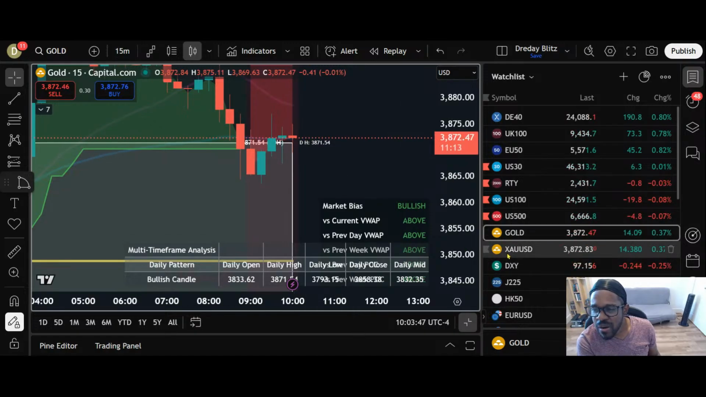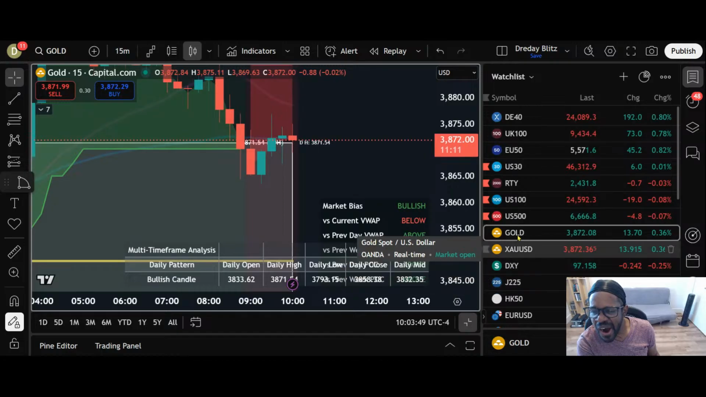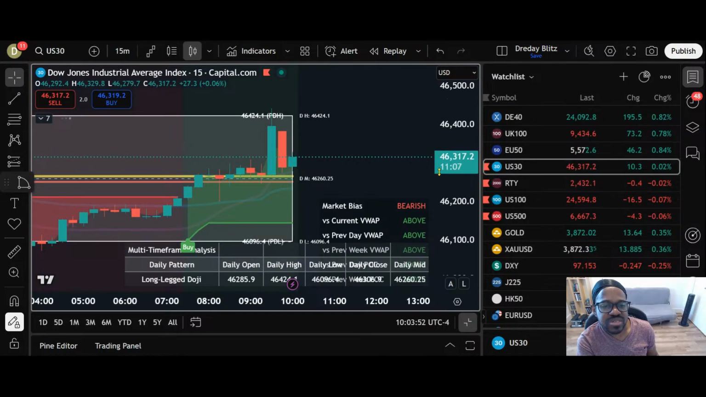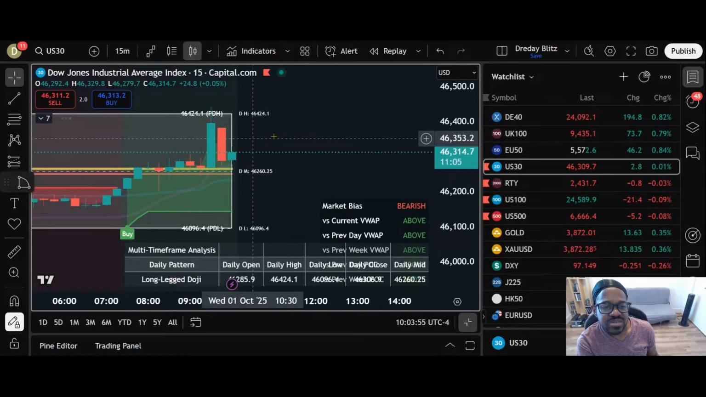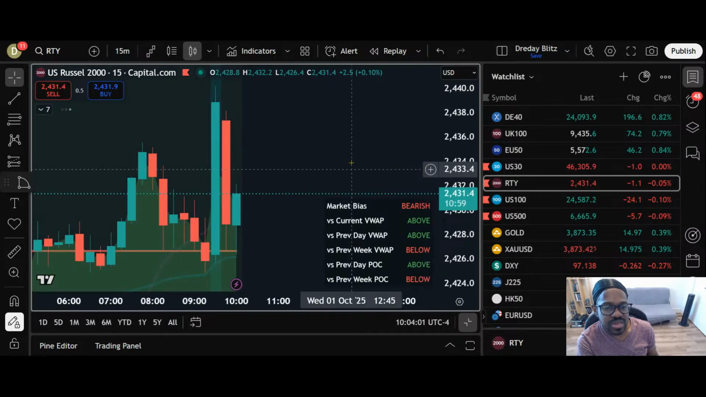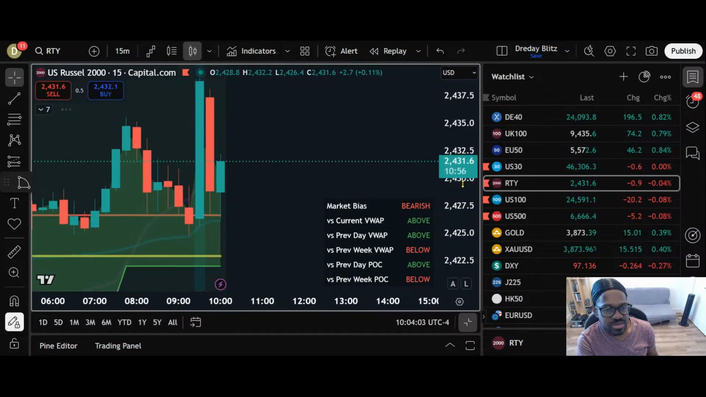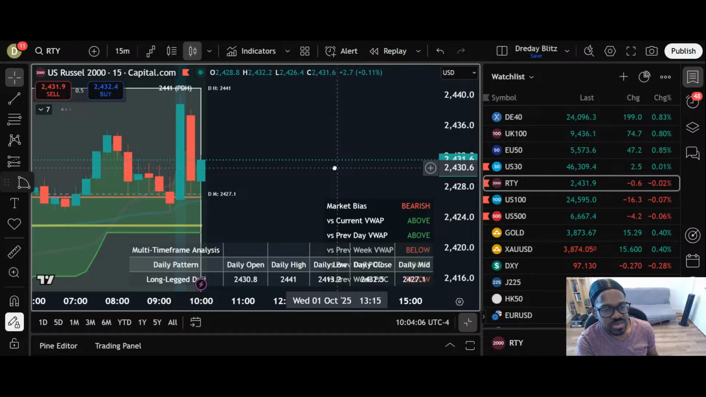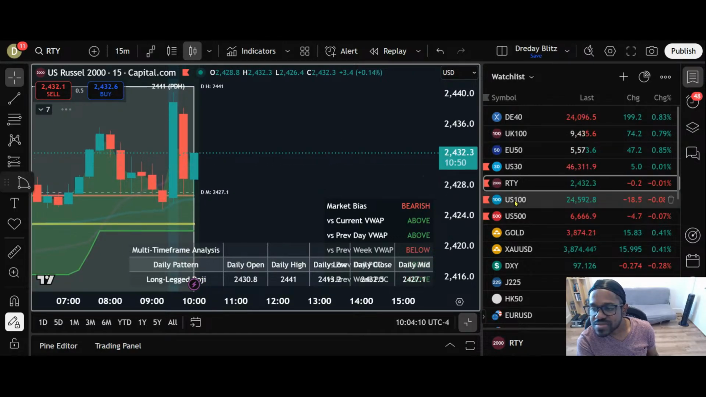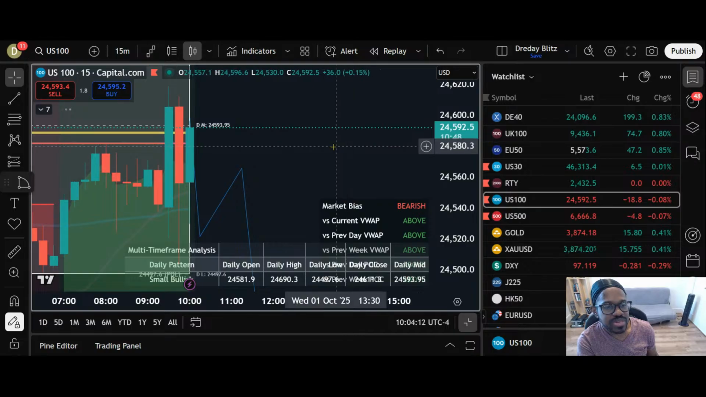Let's look at the US30 here. Yeah, still breaking down. Yeah, it seems like all of the indices here didn't know what to do, huh? They went up and went down, messing up a lot of people at the same time.